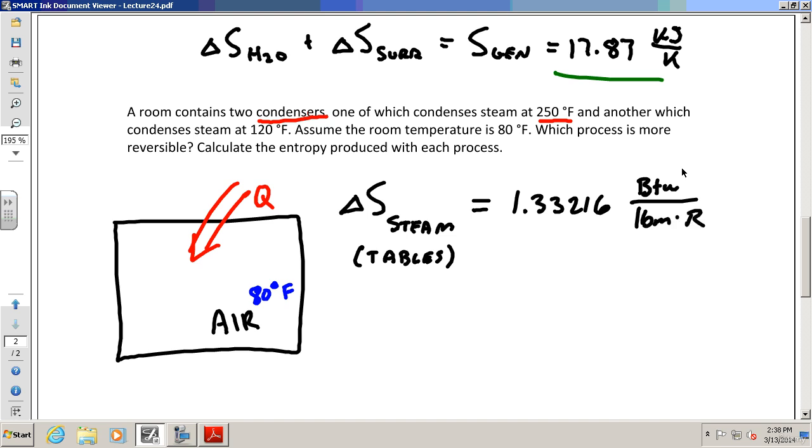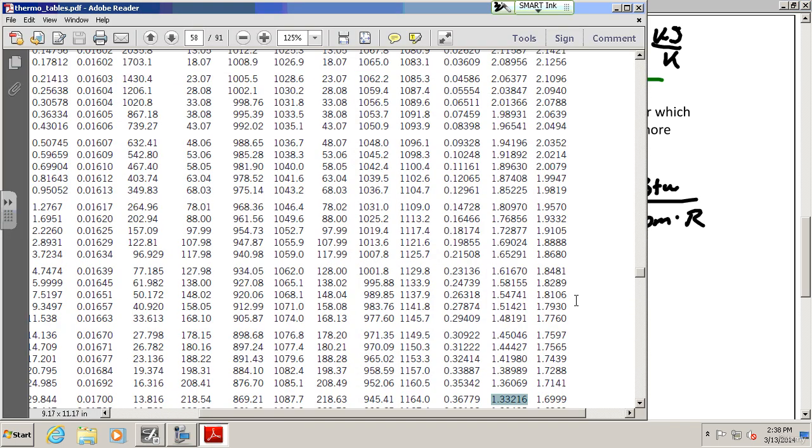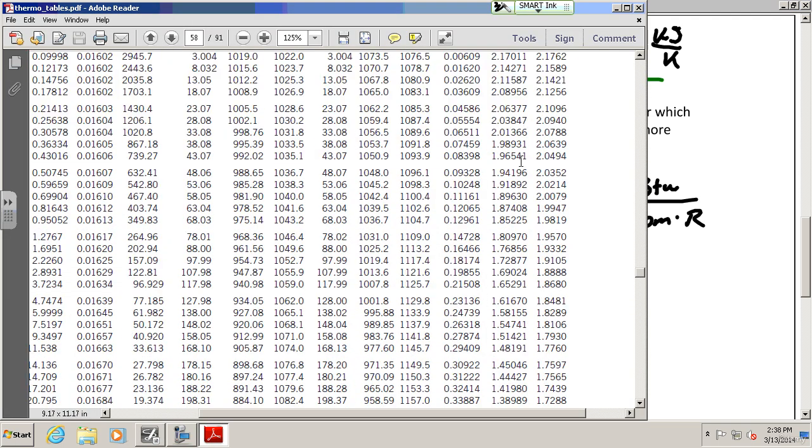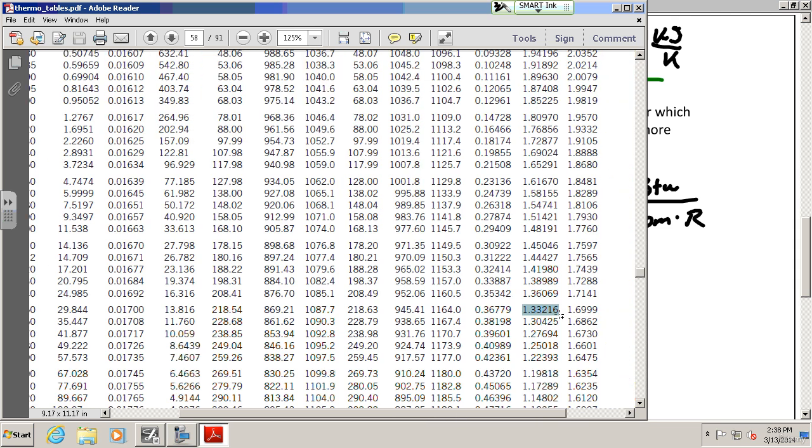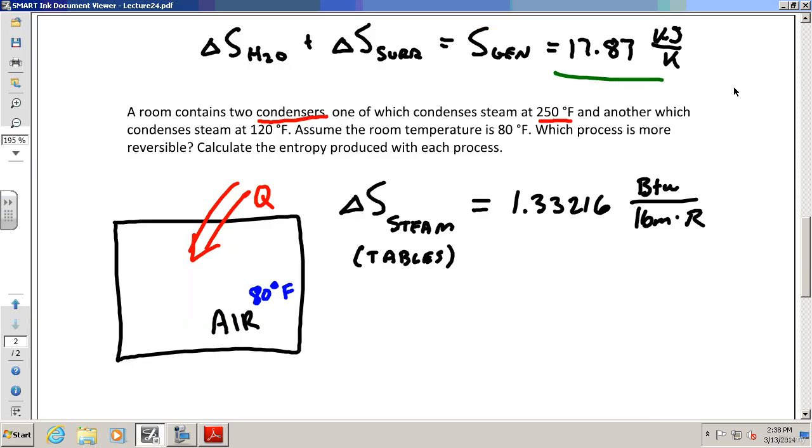I mean, obviously that's really easy, okay? Again, to remind you, that's just the evap term for entropy at a temperature of 250 degrees Fahrenheit, 1.33216, because that's condensation. Oh, by the way, that's really negative, right? Because the change in entropy is going down, right? Because I went from sat vapor to sat liquid. So I lost entropy, right?